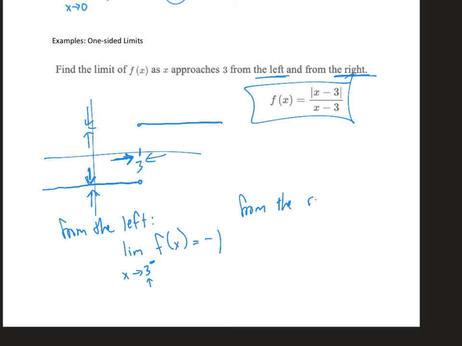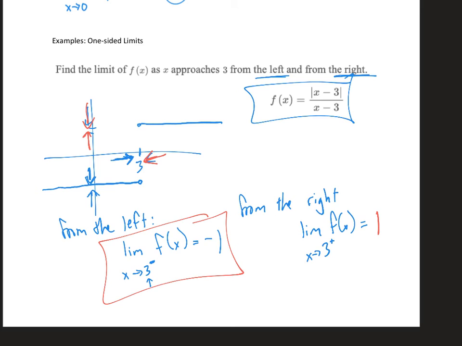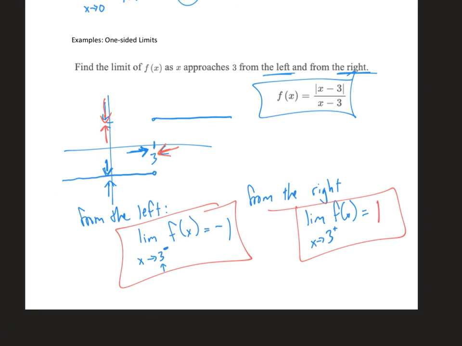From the right, that notation looks like this. The limit of f of x as x approaches 3, so now I've got a superscript of a plus sign. That means as I approach my target value from the right. So as I approach that target from the right side, my y values are all approaching a value of 1. So I've got two different answers. From the left side, I've got a limit of -1. From the right side, I've got a limit of +1.